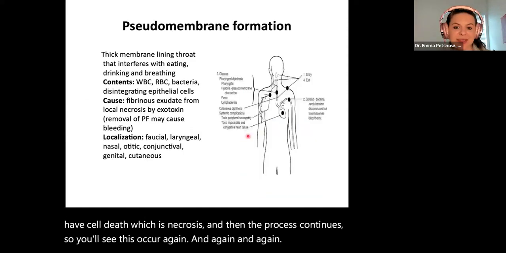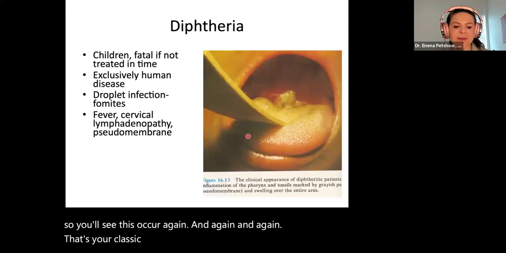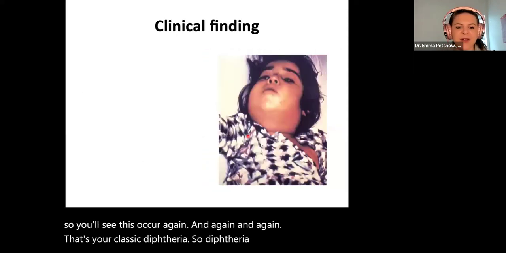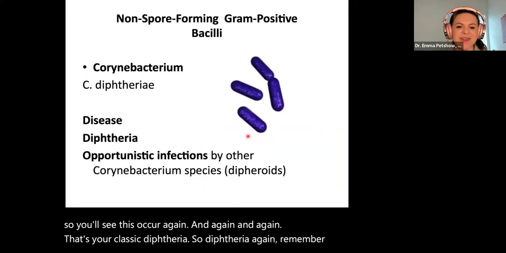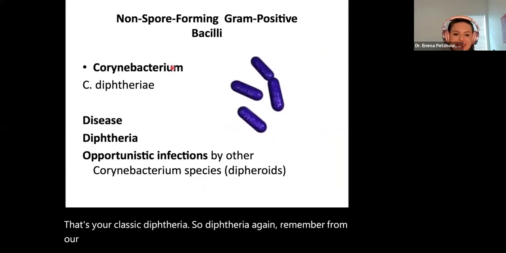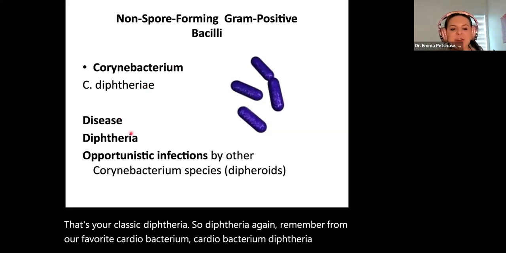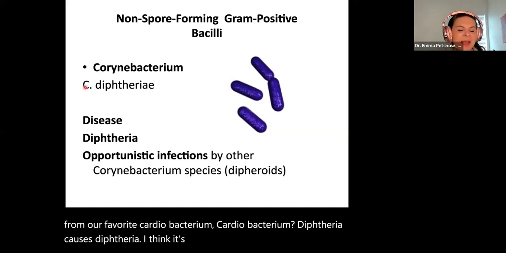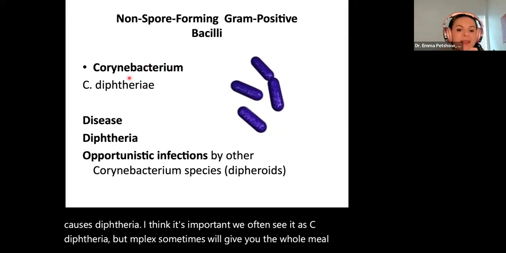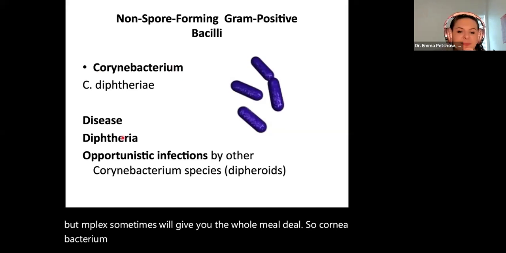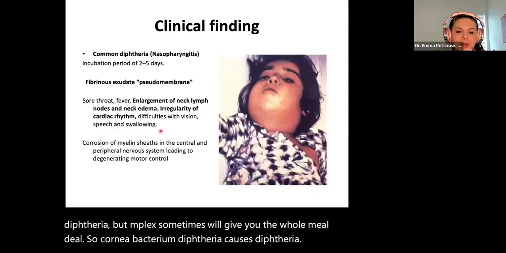That's your classic diphtheria. So diphtheria, again, remember, from our favorite Corynebacterium diphtheriae causes diphtheria. And I think it's important. We often see it as C. diphtheriae, but NPLEX sometimes will give you the whole meal deal. So Corynebacterium diphtheriae causes diphtheria. So we remember. All right.